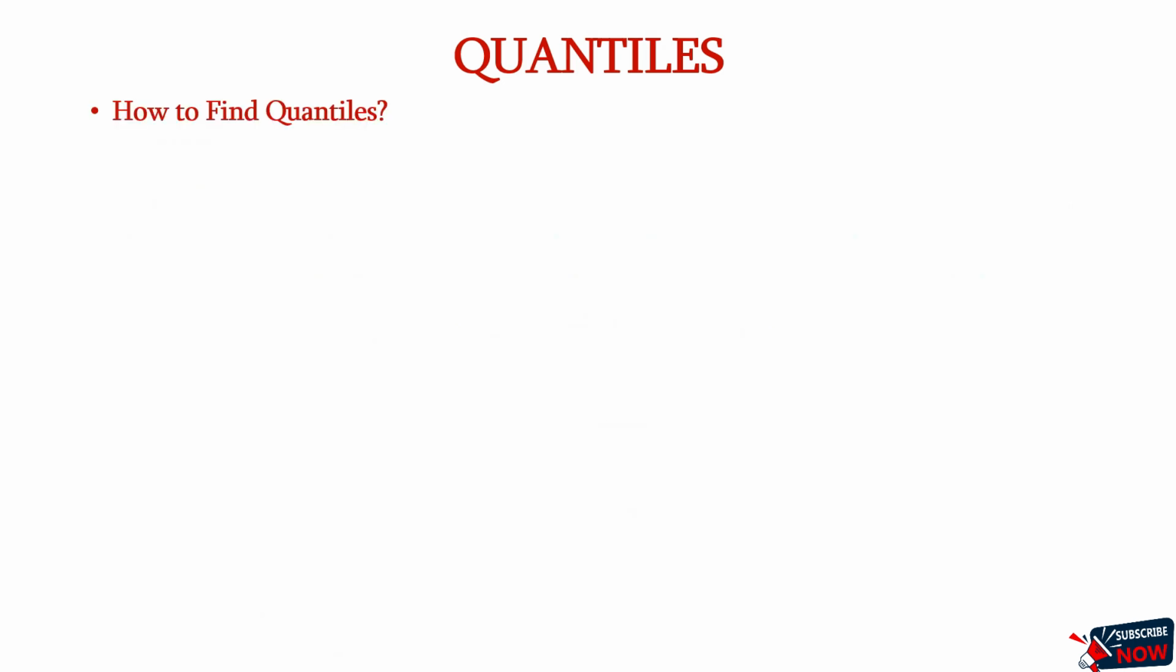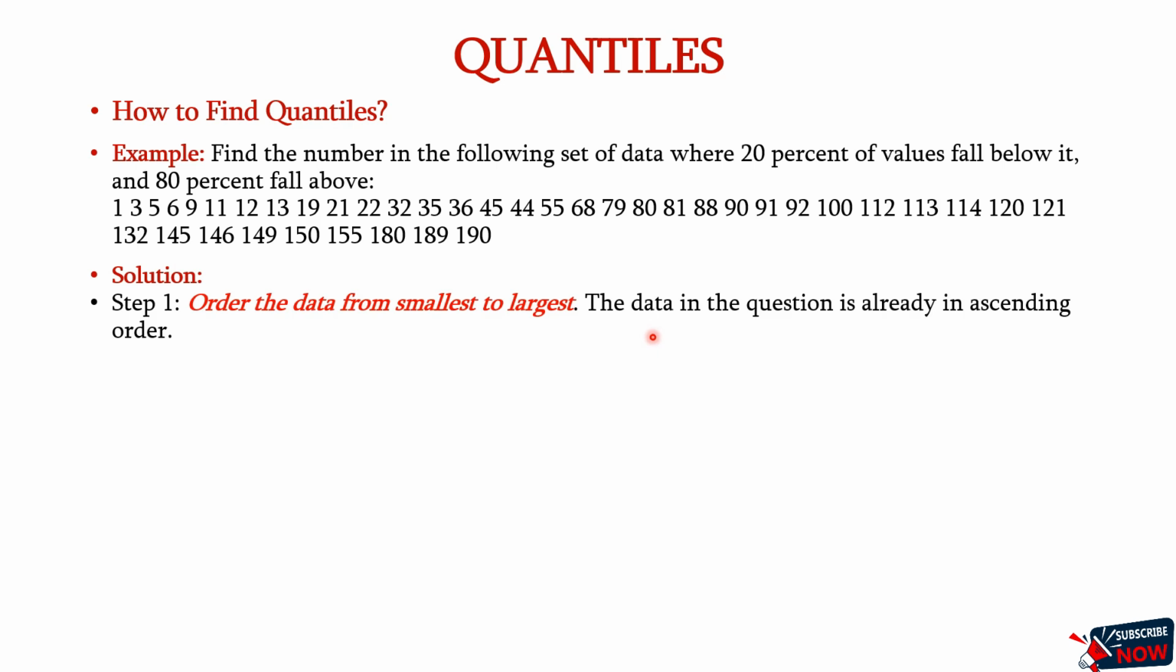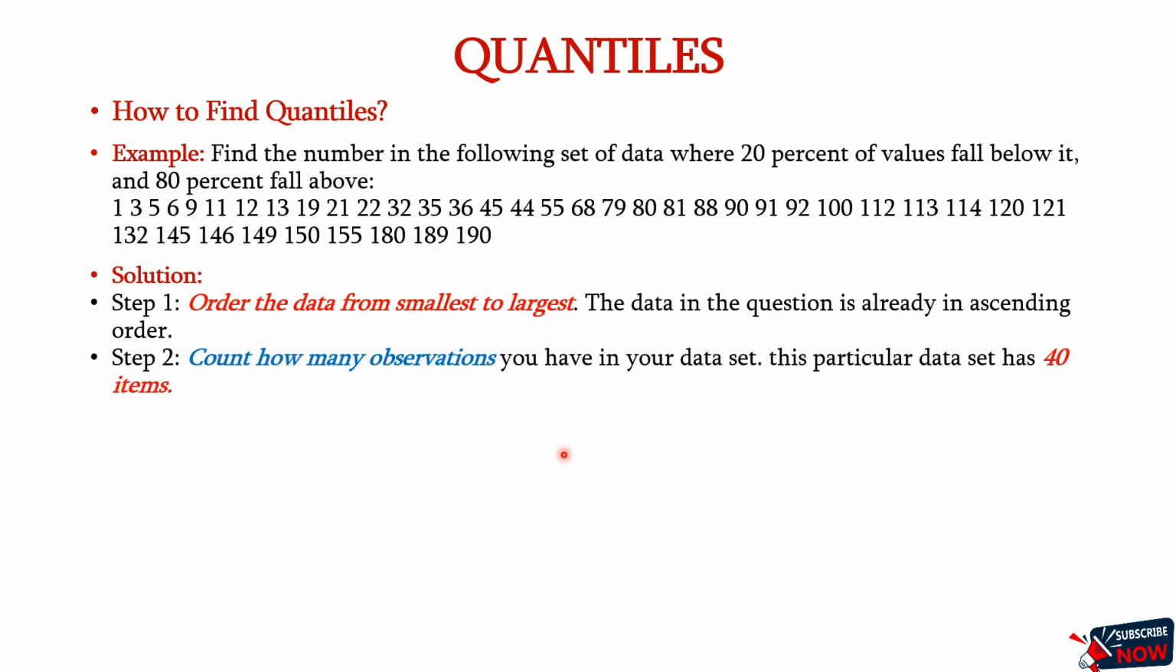Let us see how to find quantiles using an example. So we have some data here. We have to find the number in the following set of data where 20% of values fall below it and 80% fall above it. So the steps are, first, we have to sort the data from smallest to largest. The data is already sorted, so we'll go to step 2.